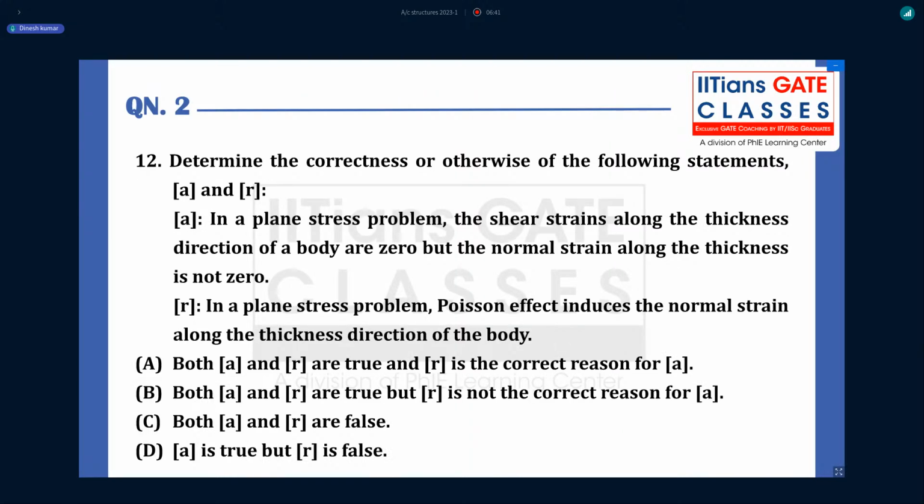So let's move to the next question. The next question is again from basic elasticity. As I told in the previous class also, you must thoroughly know what plane stress and plane strain problems are. So read the question.